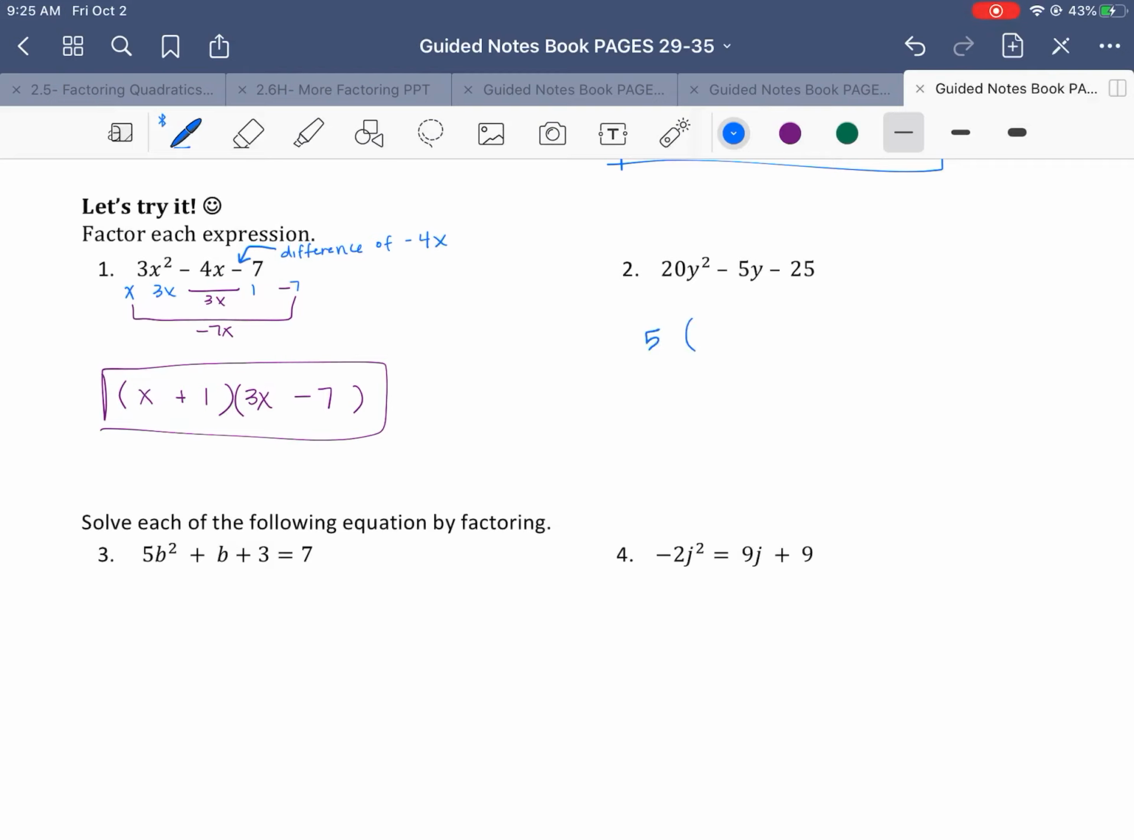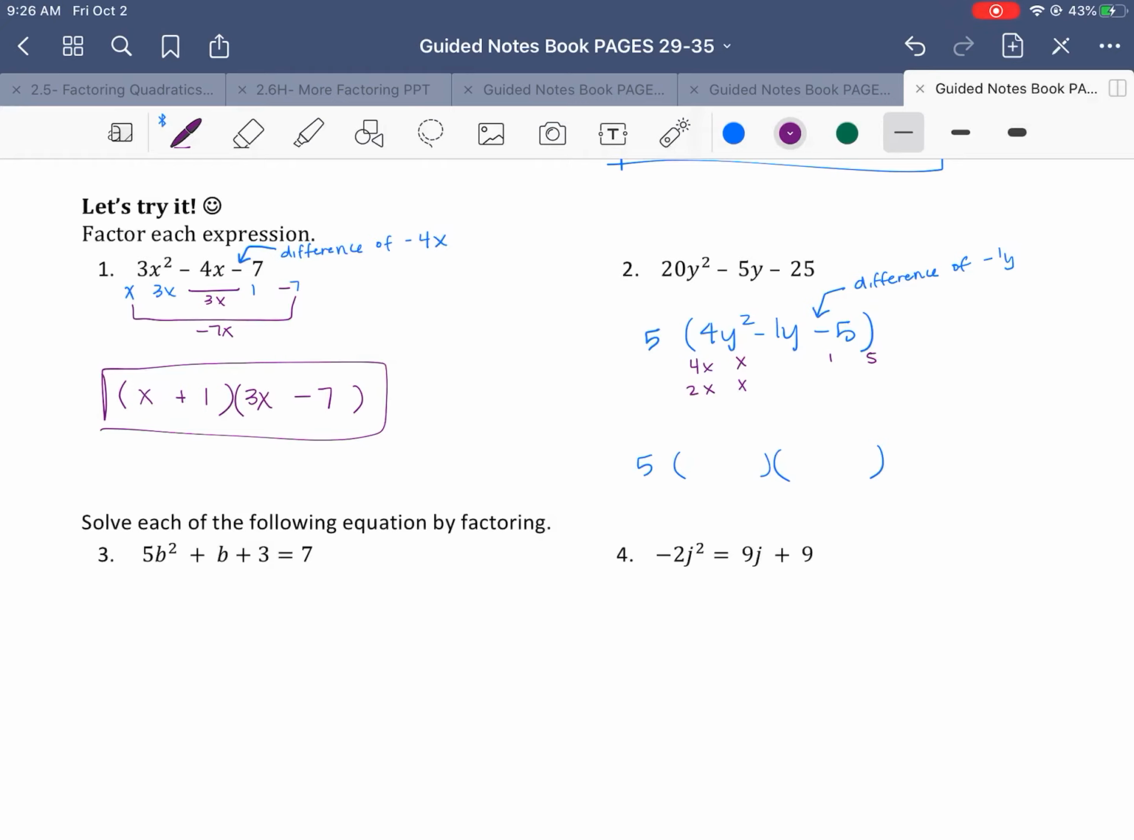This one does look like it has a greatest common factor of 5, so let's factor out a 5. We get 4y squared minus y minus 5. So again, in the end, that 5 is going to come with us, and it looks to me like we're going to have different signs, right? So we need to find combinations that have a difference of negative y, or negative 1y if you want to think about it like that. So we list these: 4y and 2y and y and 1 and 5.